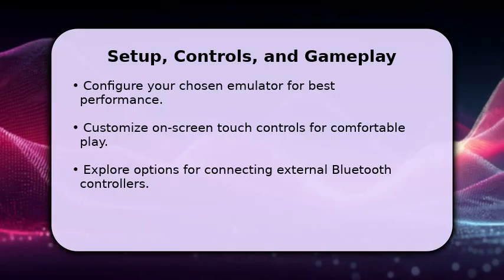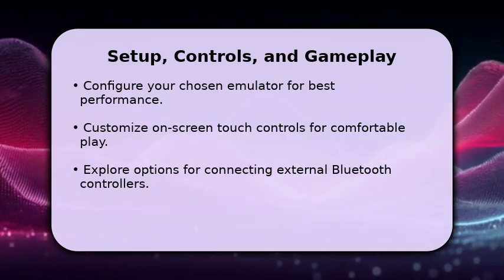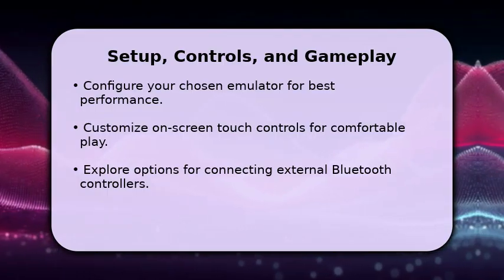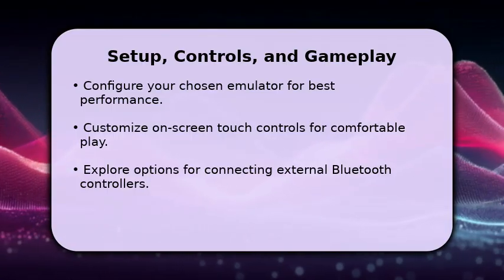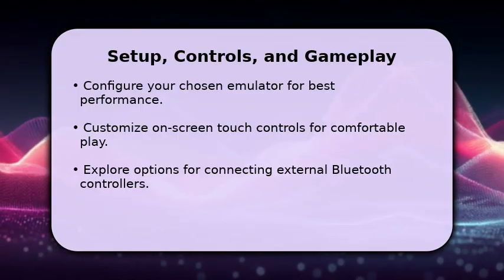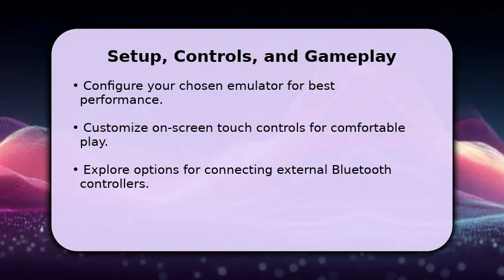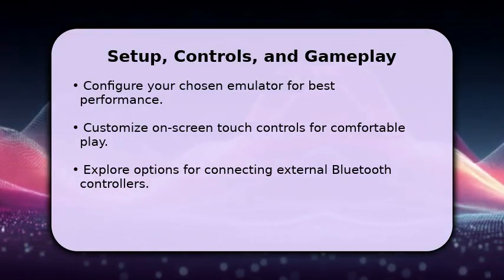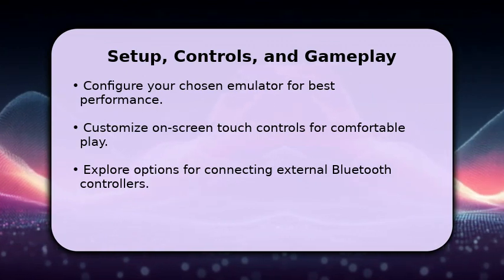With your emulator installed and ROM transferred, it's time to set up and play. Open your emulator and load the Super Mario Bros. 3 ROM. Take a few minutes to configure the settings, adjusting video and audio for optimal performance. You can customize the on-screen touch controls to your preference, or for a truly authentic experience, connect a Bluetooth controller. Many emulators support popular gamepads, offering a more tactile and enjoyable way to navigate the Mushroom Kingdom.